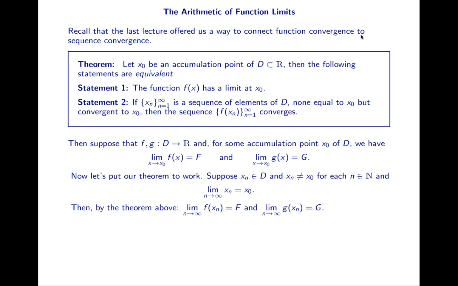Now we have two convergent sequences. f of xn and g of xn are both sequences that converge. And from what we know about the arithmetic of sequences, the limit of the sum of those sequences, f of xn plus g of xn, converges to the sum of the limits, big F plus big G.